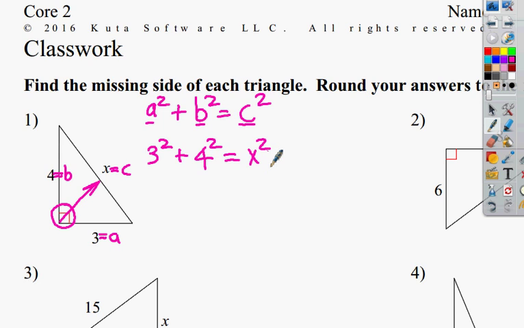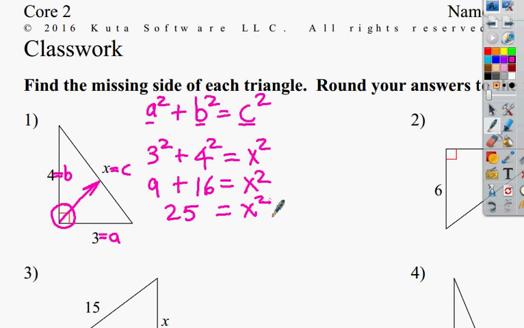Second thing we do, now that we've got the formula set up, I am going to do the math that I know. 3 squared means 3 times 3, that's 9. 4 squared, 4 times 4 is 16. And now I can add those two. 9 plus 16 is 25.